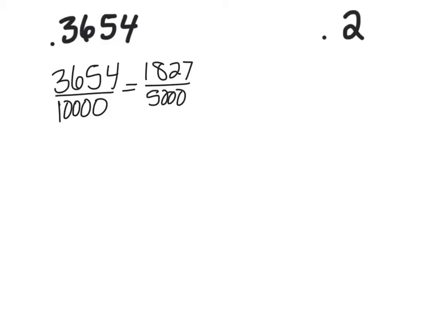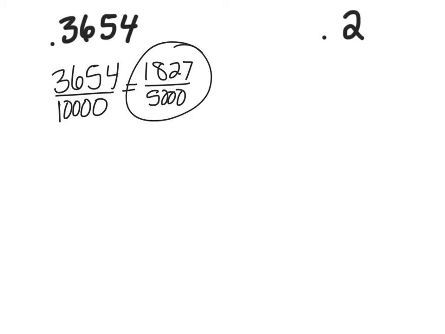Looking at this, I see 1827 is an odd number, 5,000 is an even number. Chances are there's not something here that reduces further. What you can do is look up, if you Google prime factorization of 1827, then it'll give you all the factors of it, and you can figure out, does that work? For this one, you will find that nothing else will reduce this. So this is my final answer.